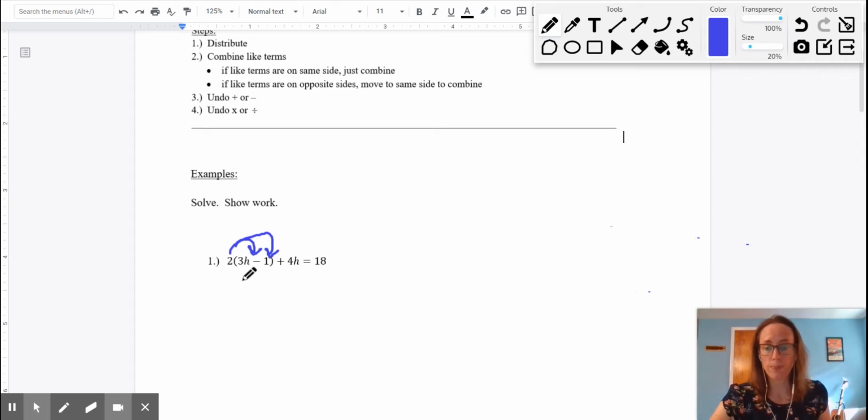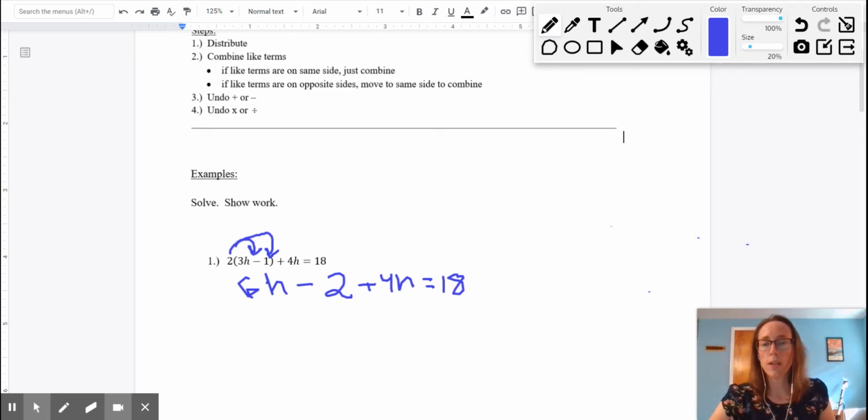That's a separate term. So 2 times 3h is going to be 6h. And please pardon my handwriting. I'm new at using this tablet. So I got 6h, and then 2 times -1 is -2. And then I need to keep the plus 4h and the 18.